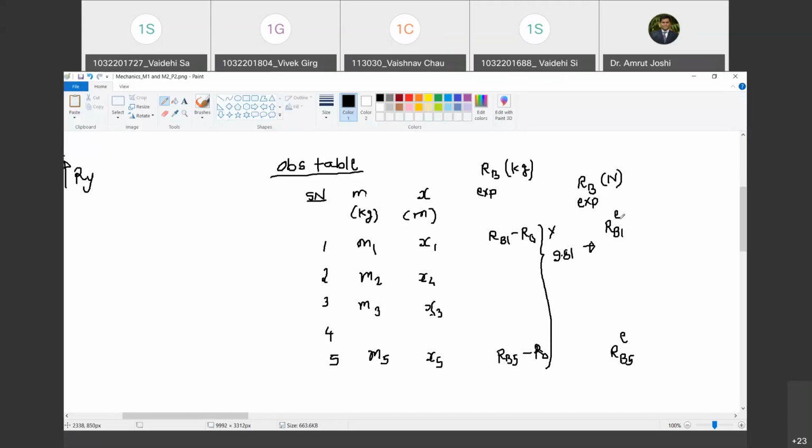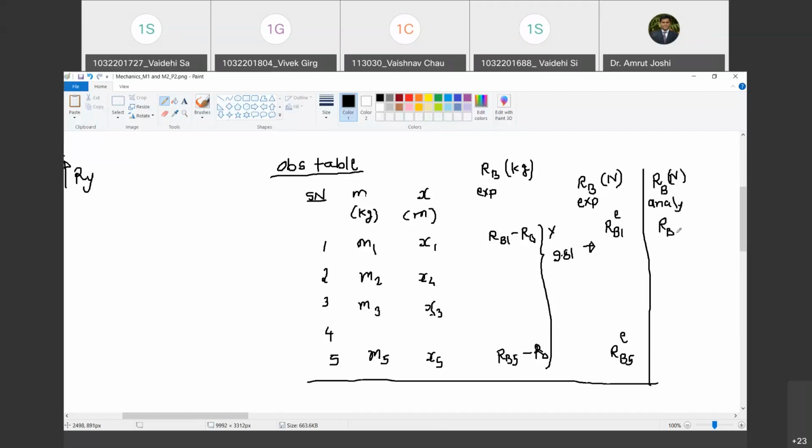Yes, sir. And M5 x5 will correspond to the experimentally measured value of RB as RB5 experimental, in Newton. Is this understood? Did the observation table up to here make sense? Yes, sir. Okay. Now we are going to calculate the same value of RB in Newton, but analytically. Are you with me? Yes, sir. And I will tell you how in a while.